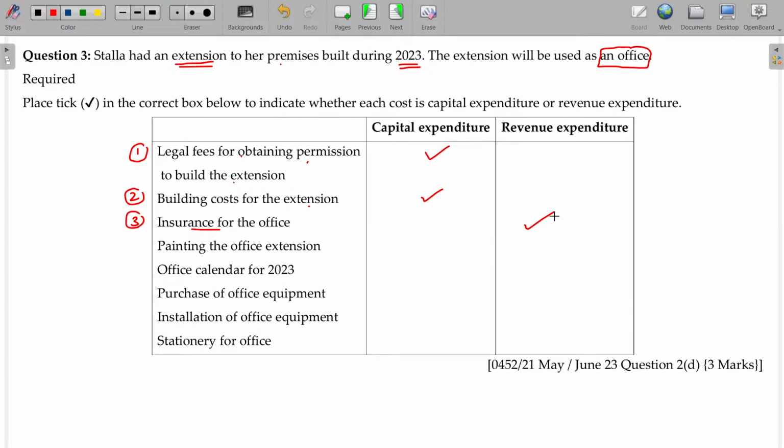Then revenue expenditure. Painting the office extension, first time painting. You are just now constructing, and after completing the construction, you are painting, then capital expenditure. But if you are painting an existing building, then that's a revenue expenditure. Office calendar for 2023 being the revenue expenditure.